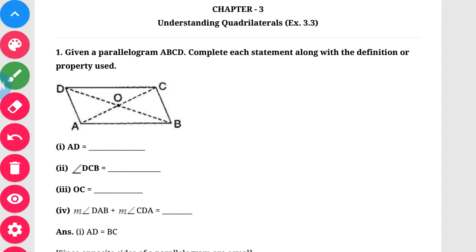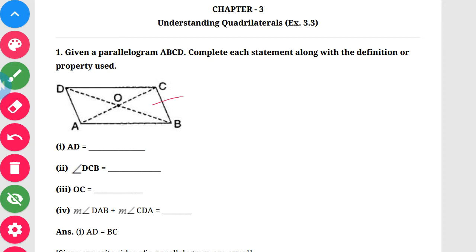Let me remind you the property of parallelogram we have discussed last class. The first property is the opposite sides are equal, the opposite sides are parallel. So here AD is a side and opposite to AD, let me mark it for you, is BC. So AD is equals to BC, which is nothing but opposite sides are equal. You're going to write a statement as: since the opposite sides of a parallelogram are equal.